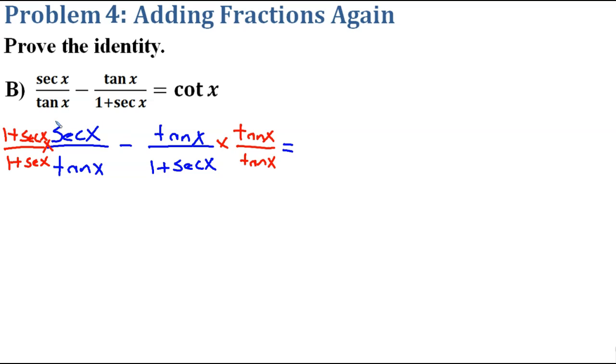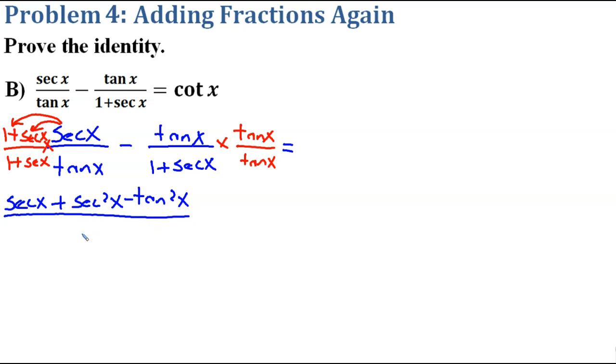No FOILing for this one. We do have to distribute. We'll go secant times the 1 and secant times the secant. So that's going to give me secant x plus secant squared x. Then for my second fraction, I'm going to have a minus tangent squared x. That's all over the common denominator, and again, I'm going to leave that in factored form: tangent x times 1 plus secant x.